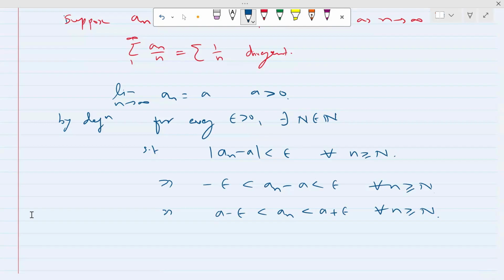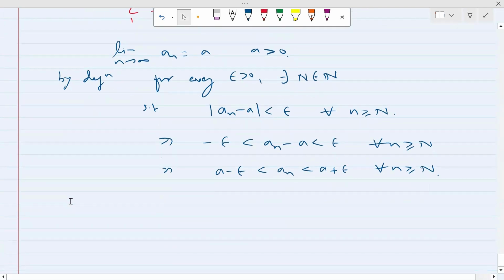Is it okay? Up to here it is fine. Good. Now, is it possible to choose some epsilon? Because this is true for any epsilon. So is it possible to choose epsilon and conclude about the divergence of the series?